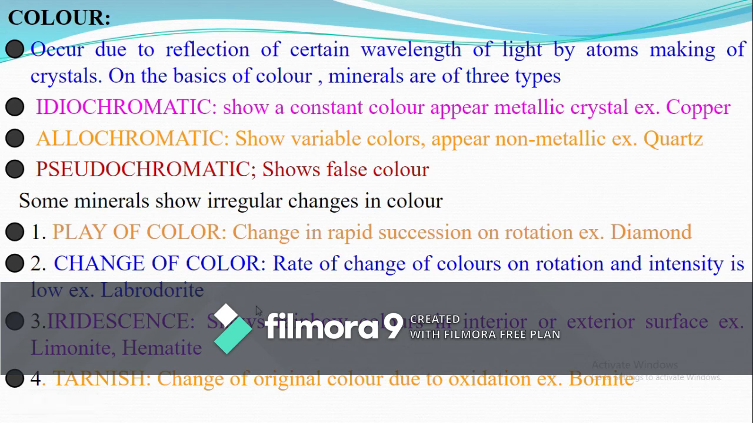But what is color? The color of a mineral is because of the reflection of certain wavelengths by the atoms of the crystal of the mineral. Okay, we will have different colors of the mineral. These are some of the terms related to what we call the microscopic sense, when you study the mineral under a microscope. Okay.